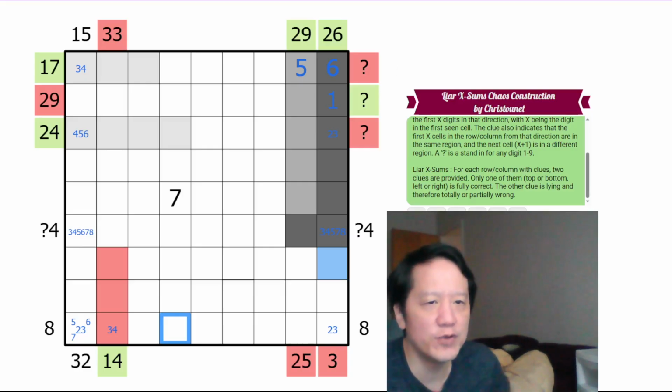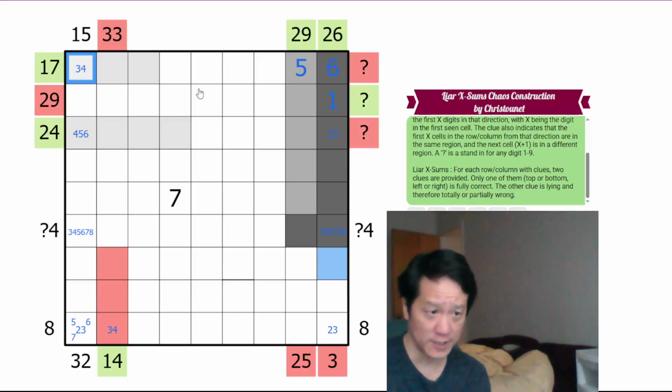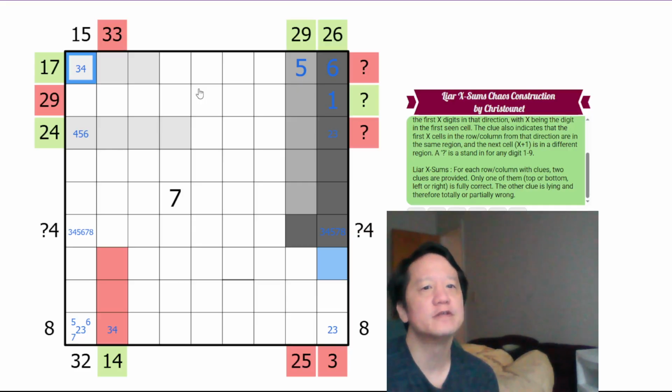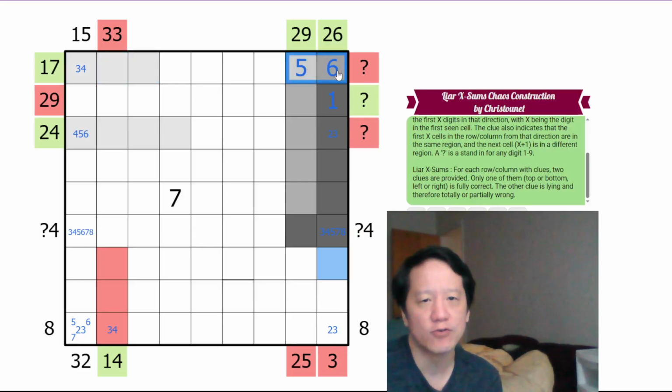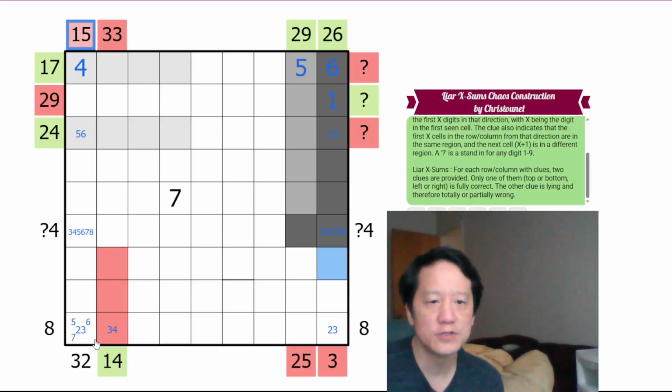17. So if we had 3 here, that means the remaining digits must add up to 14, because 17 minus 3 is 14. But then we need 5, 9, or 6, 8 here, and we already have 5 and 6 in the row. So this would have to be 4. Interesting. So if we try to go there, this can't be 4. It's 5 or 6, and therefore they cannot be the same region, which means that would be false. So then this would have to be true.